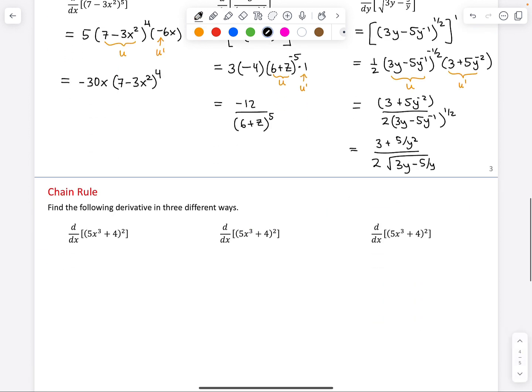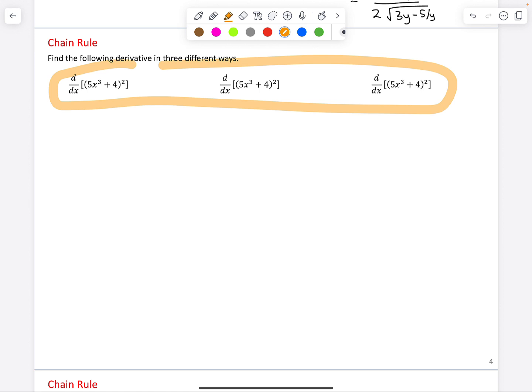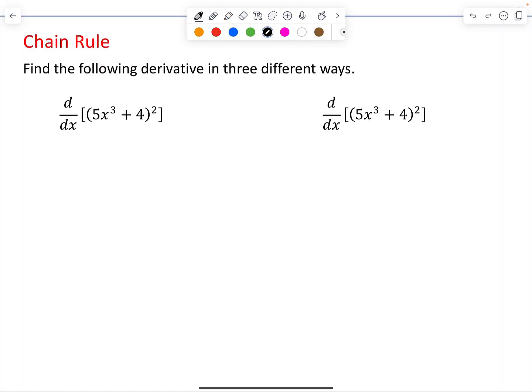All right, next page. Find the following derivative in 3 different ways. Notice that all 3 of these are the same. In the first case, before I learned the chain rule and before I learned the product rule, we still had a way to find this derivative. We have a function raised to a constant power, but that power is 2, which means I can write the base twice and then FOIL them.